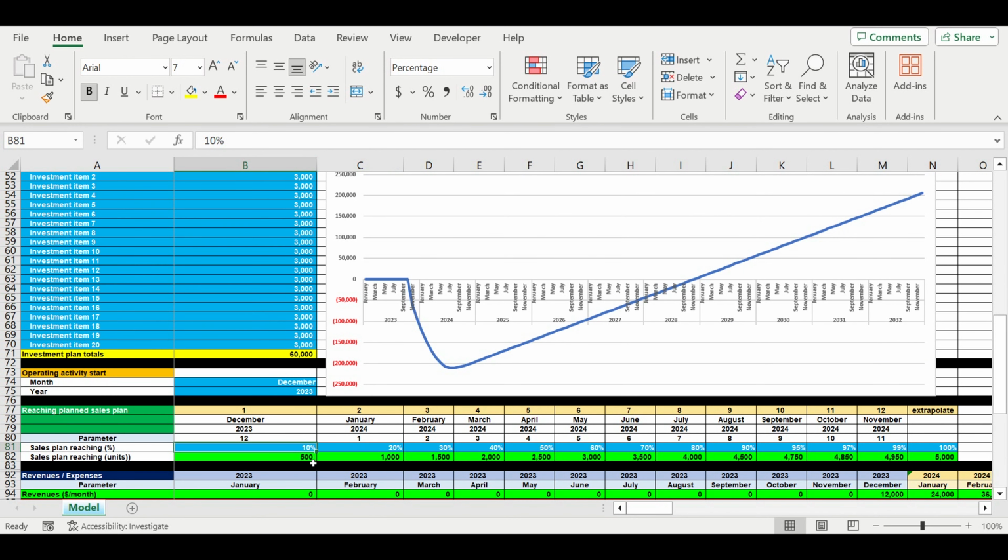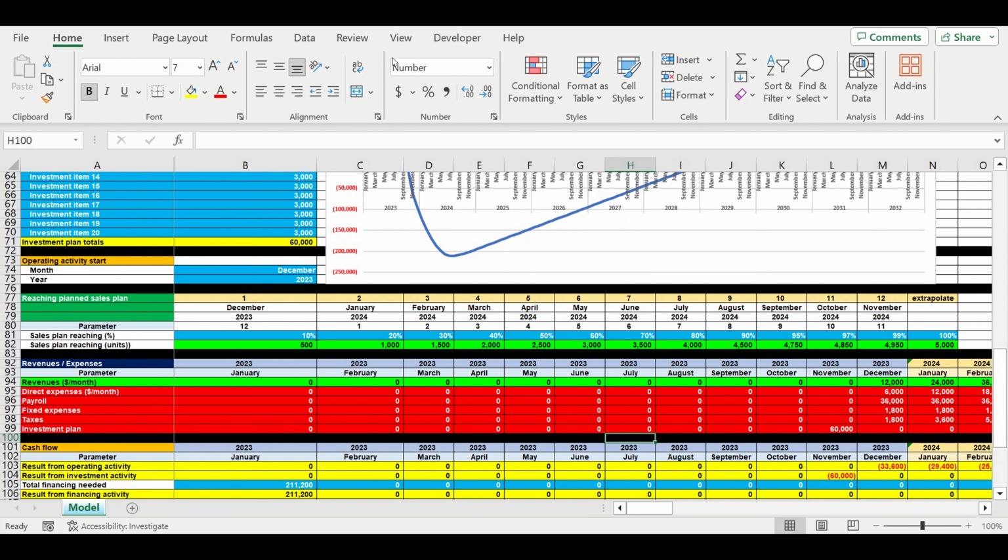Next block of inputs has a percentage format. When we start any new business, we won't be able to reach target revenues right from the first month of operating activity. In this block of inputs, we specify how fast we are reaching the target revenues. 100% is a target revenue. These are the first 12 months of operating activity. 13th month of operating activity will be extrapolated to the rest of the timeline.